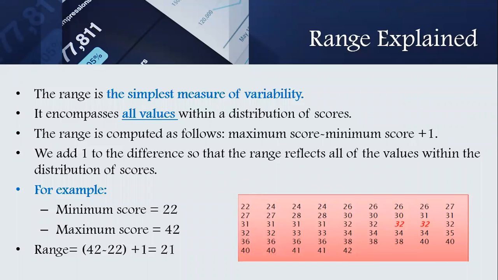So for example, if we had a distribution of scores that ranged from 22 to 42, we would simply take the maximum score of 42 and subtract the minimum score of 22, add 1, and our range would be equal to 21.